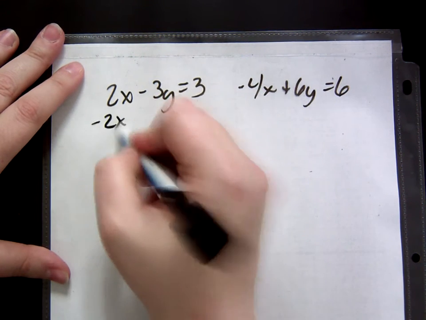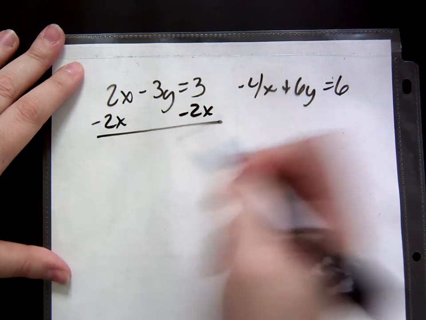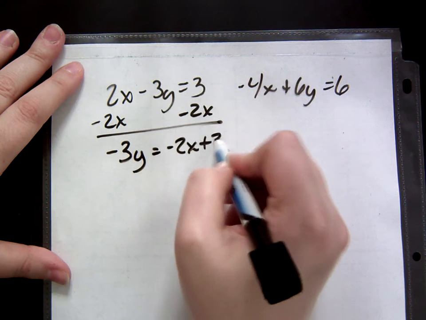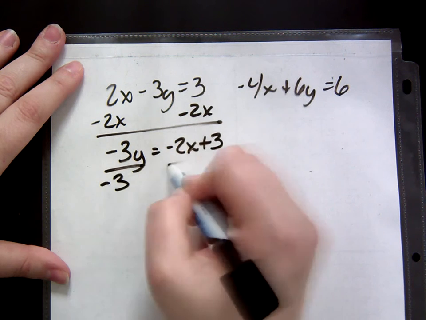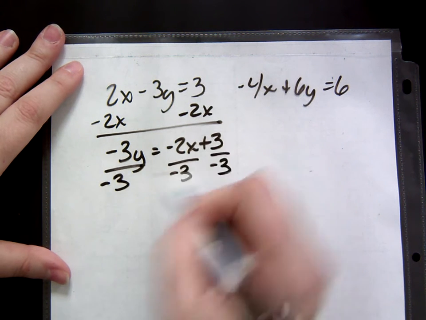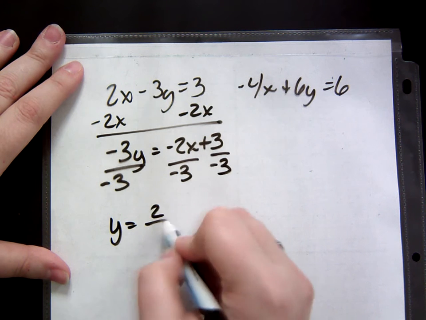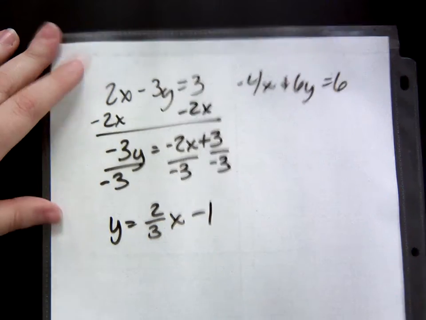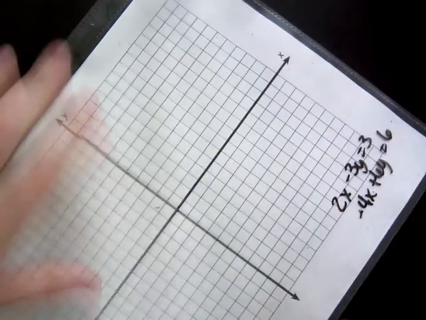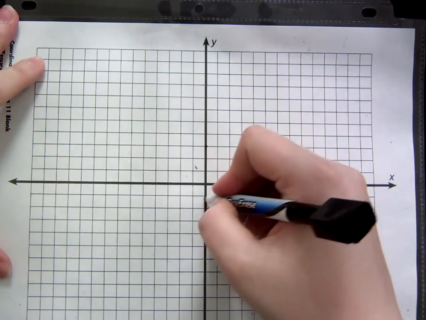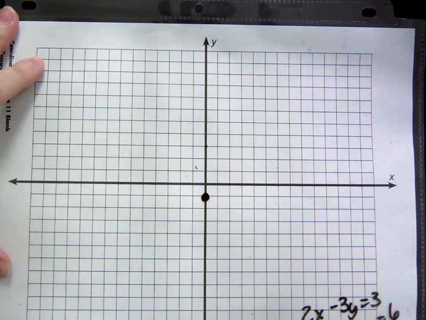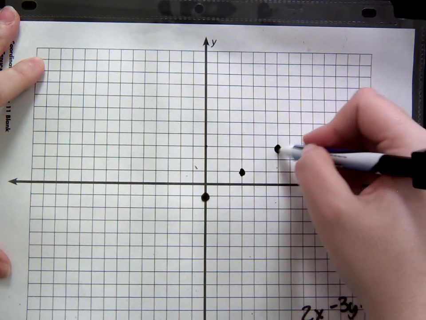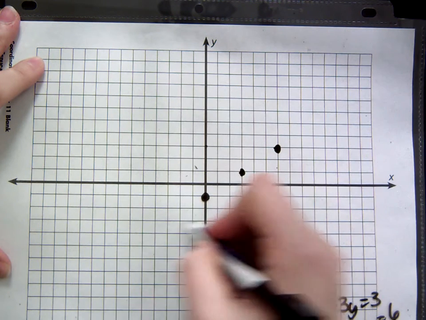On this one, I start by subtracting 2x from each side, giving me negative 3y equals negative 2x plus 3. Divide by negative 3 from each term to get y equals positive 2/3 x minus 1. If I go and graph that, it goes down 1. And 2/3 x means I'm going up 2 over 3, or I can go down 2 over 3.